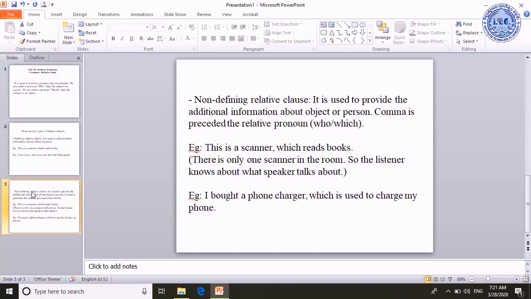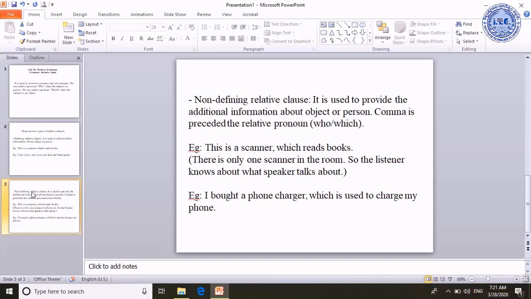So let's move on to another example, which is I bought a phone charger, comma, which is used to charge my phone. In this example, without mentioning the words which is used to charge my phone, the listener will know that a phone charger is used to charge a phone. The listener already knows what a phone charger is. So without adding extra information, the listener still knows about the function of a phone charger.